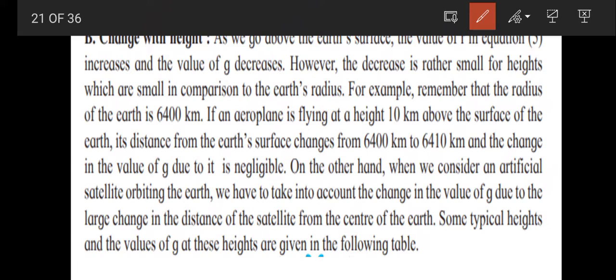On the other hand, we consider an artificial satellite orbiting the earth. We have to take into account the change in the value of g due to the large change in the distance of the satellite from the center of the earth. Some typical heights and the value of g at these heights are given in the following table.